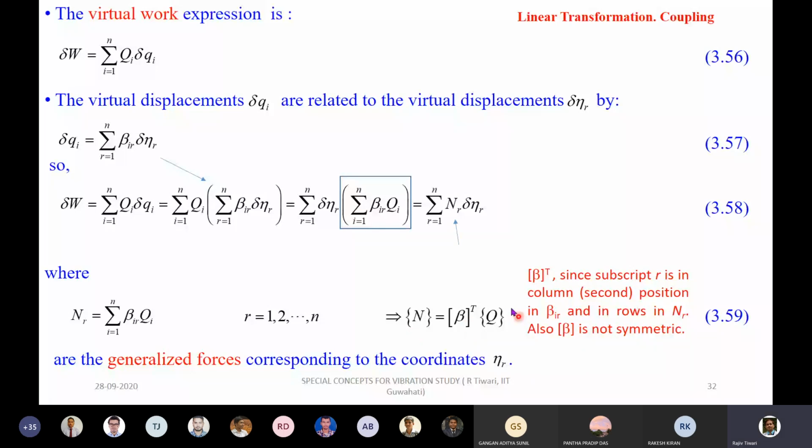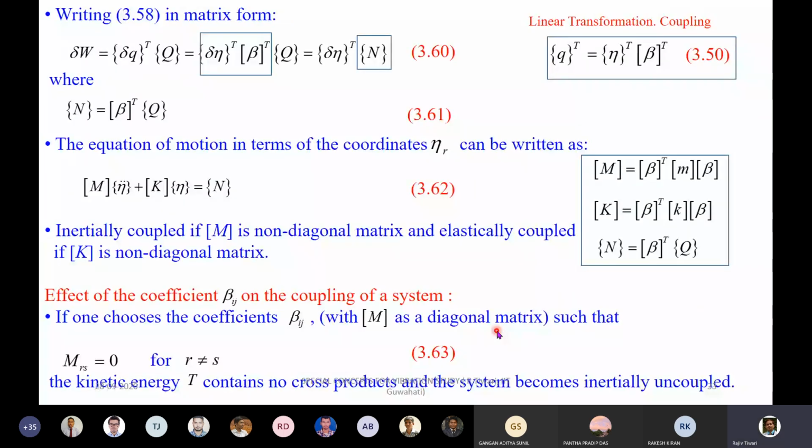So this is the general relationship between the new generalized force and the old generalized force when we transform the generalized coordinate. So now we have the transformation for the mass matrix, for the stiffness matrix, and the force also. So that means we can now transform the whole equation of motion also in the new generalized coordinates.